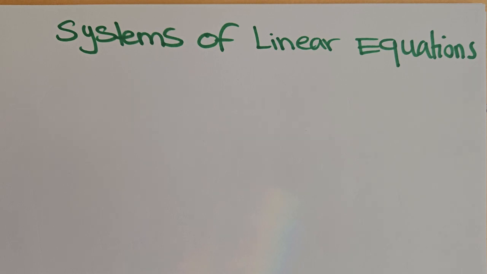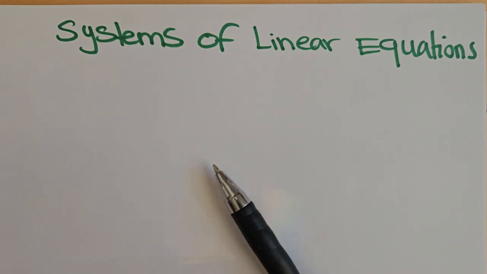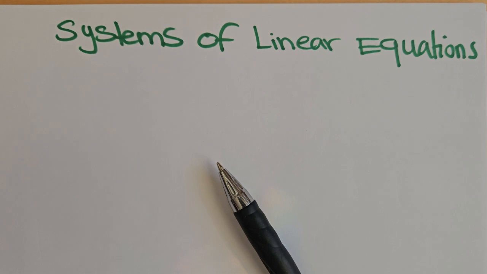When we are dealing with only two variables like x and y, the graph of a system of linear equations, or two equations, would be a pair of lines in the xy plane. So there would be three possibilities.